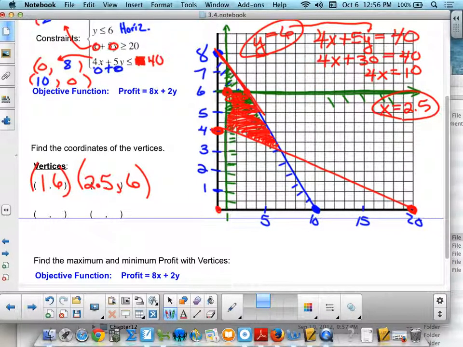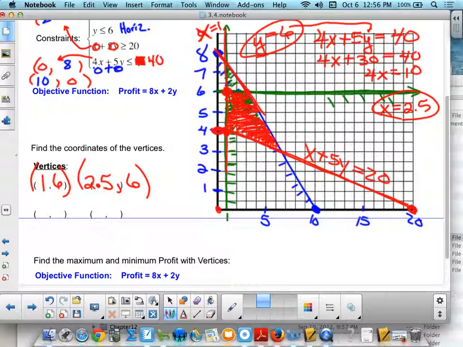That wasn't too bad, was it? Okay, what about this one right here? What do we know about this line going this way? That's the other one. That's x plus 5y is greater than or equal to 20. Just say equals for now. What's this line right here? x equals 1. So x equals 1 meets up with x plus 5y equals 20.